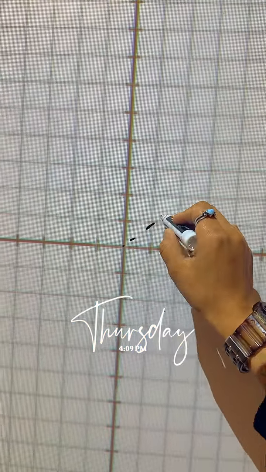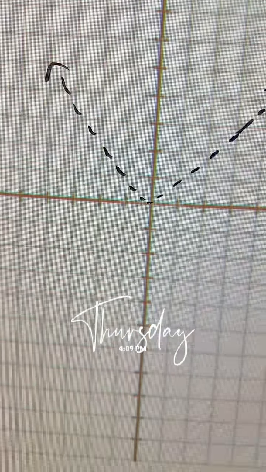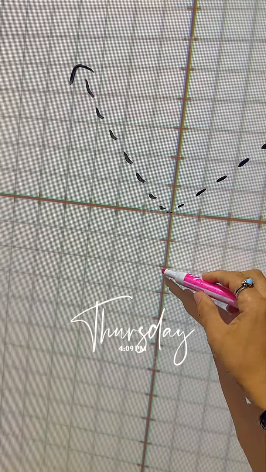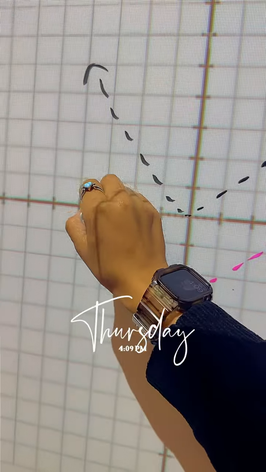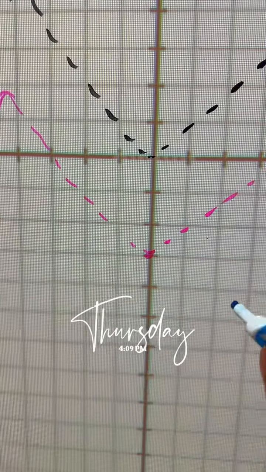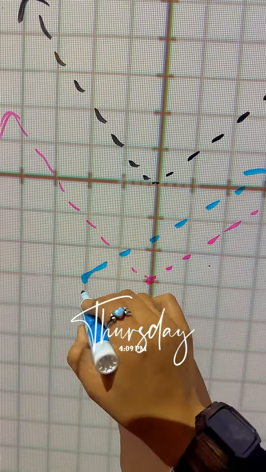If I'm going to put my dotted one right here, okay? I'm going to go down 3. So I'm going to go ahead and go down 3. 1, 2, 3. Okay. And then I'm going to go 2 to the left. So we're going to be here. All right. 2 to the left.